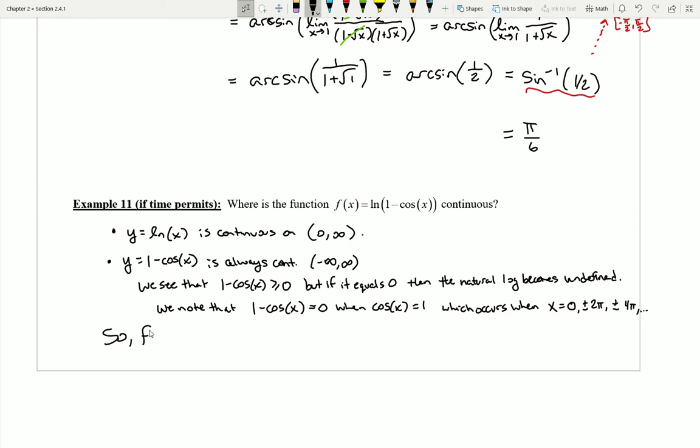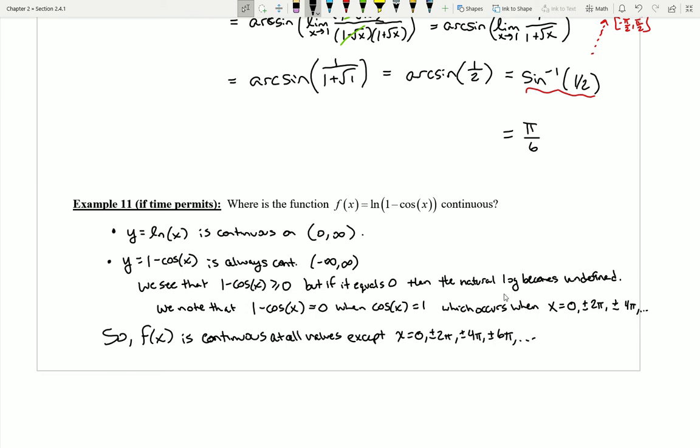So we can conclude that f of x is continuous at all values except x equals 0, plus or minus 2 pi, plus or minus 4 pi, plus or minus 6 pi. And hopefully you can see where the pattern's going here. I'd go to 8 pi, 10 pi, all those even multiples of pi. But it is continuous, again, everywhere else, everywhere between those.